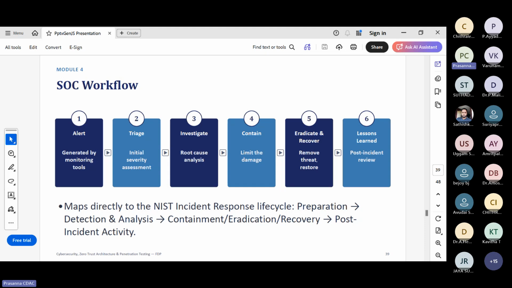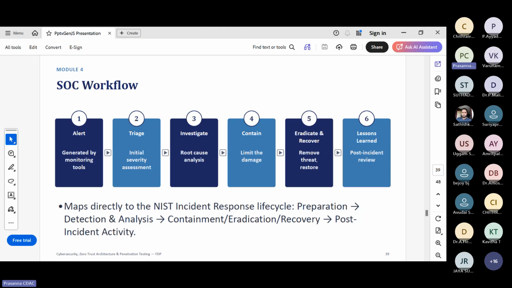Eradicate and recover. Of course, once the patch has been put in, everything has to be sanitized, all the files the hacker put in will be deleted, and it will be backed up for further activity, or for the postmortem, which we call forensic activity, that will be taken care of, and the recovery from the backup. Then the lessons learned, that is where the SOC has to do the work.